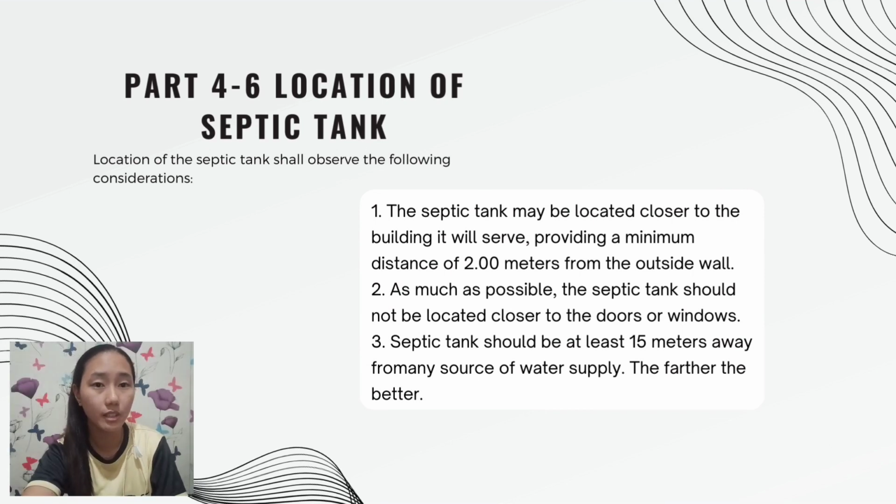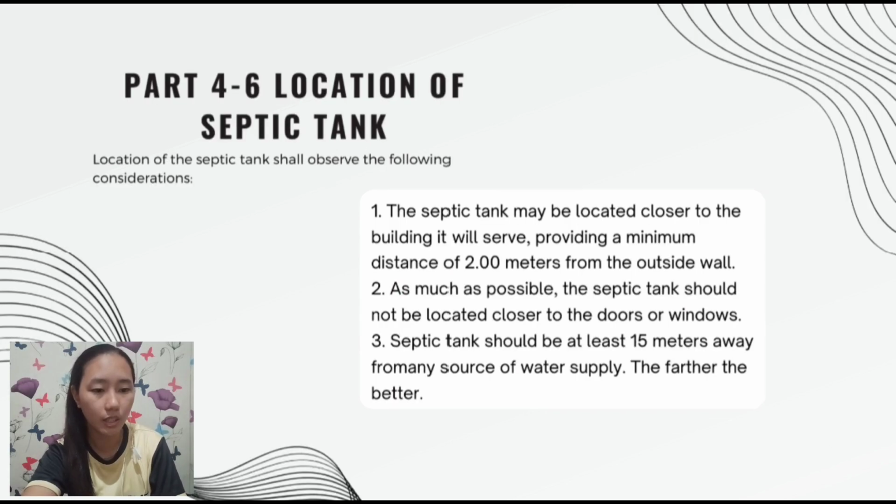Sa part 4 to 6 naman, yung location of septic tank. Location of septic tank shall observe the following considerations. So, ito yung mga dapat natin i-consider kung saan man tayo maglalagay ng septic tank. Number 1, the septic tank may be located closer to the building it will serve, so providing a minimum distance of 200 meters from the outside wall. Number 2 naman, as much as possible, the septic tank should not be located closer to the doors or window. Yes, kasi nga baka maamoy natin yan.